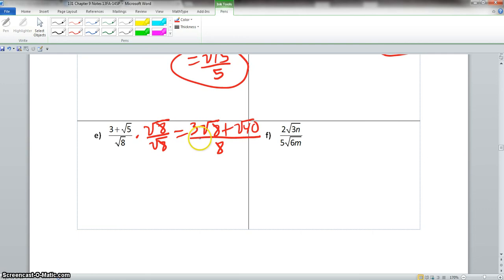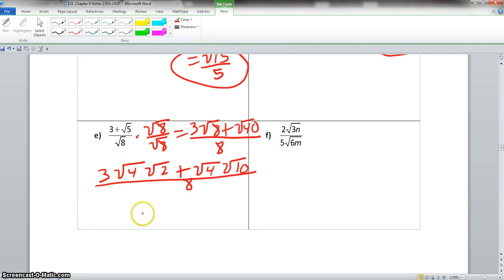Now, here's the thing here. We have a perfect square in the square root of 8. So this would be 3 times the square root of 4 times the square root of 2. Plus we have a perfect square in the square root of 40. We will have the square root of 4 times the square root of 10 all over 8. So we know the square root of 4 is 2 times 3 is 6. So we have 6 square root of 2 plus the square root of 4 times square root of 10. This will give us 2 square root of 10. And this is all over 8.